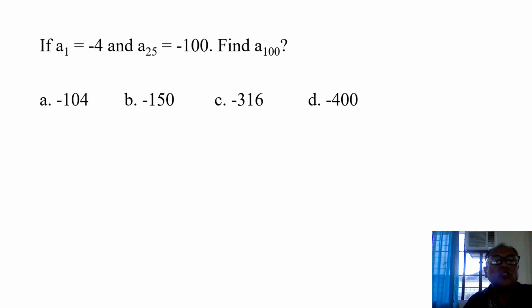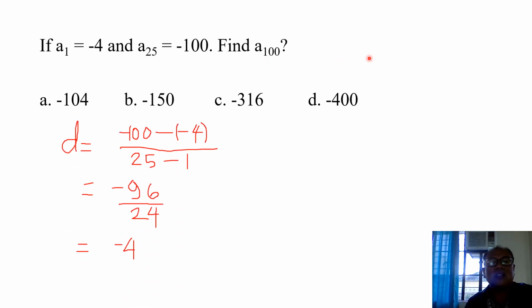Then, for the next problem, we have the first term is negative 4 and the 25th term is equivalent to negative 100. And we are asked to find the 100th term. So what is the 100th term in this given problem? Okay, so again, we are going to solve first for the common difference because we will be needing that in order to find the 100th term.